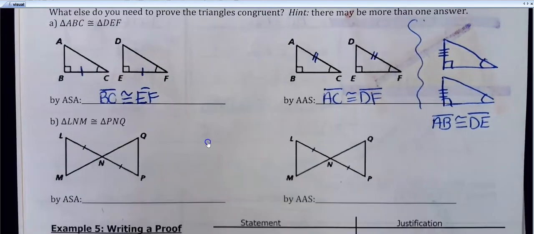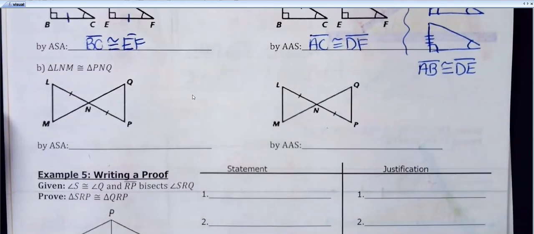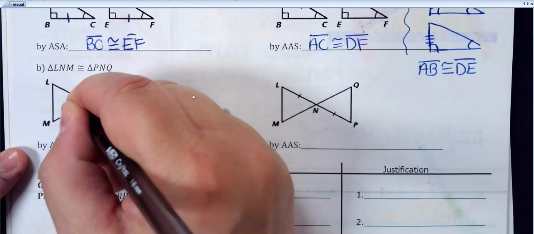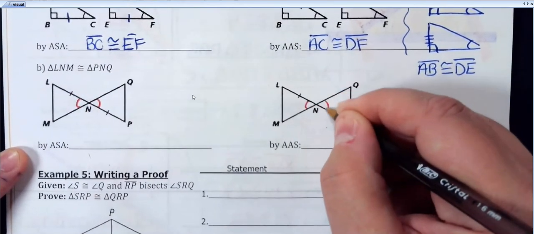Now this question is a little different. If the triangles are like what I just looked at, they're not connected. They don't touch each other in any way, so you can't have a reflexive, you can't have vertical angles, you can't have anything like that. These two triangles touch each other, so most of the time, not always, but most of the time you'll have something like vertical angles, reflexive property. Right away, I would just mark in this diagram, like I've got a set of vertical angles.